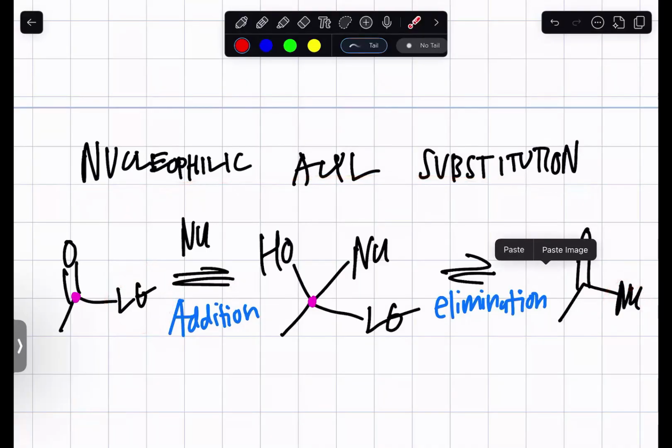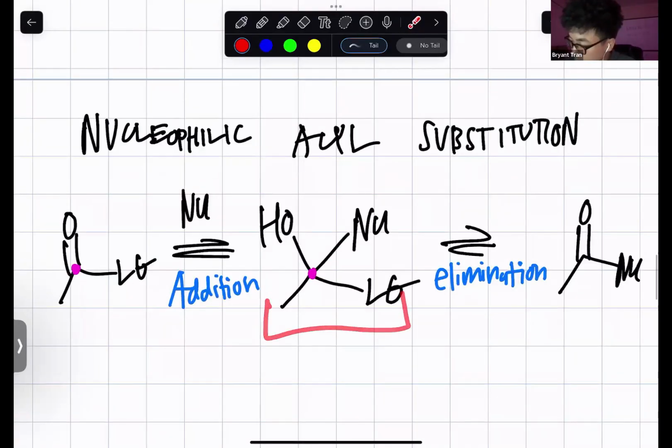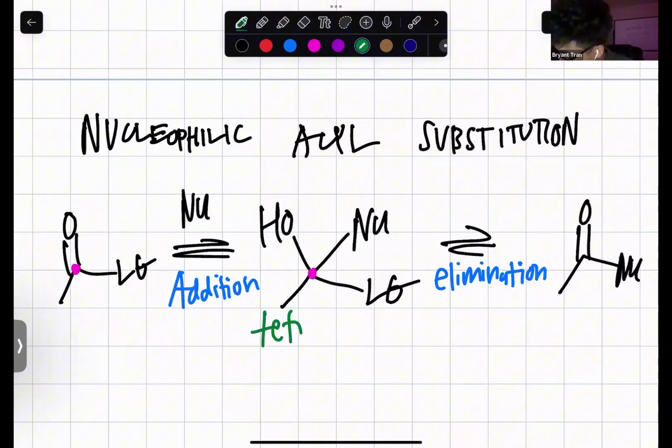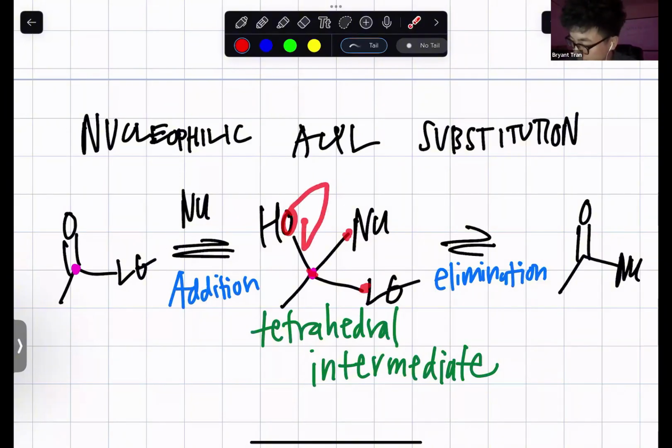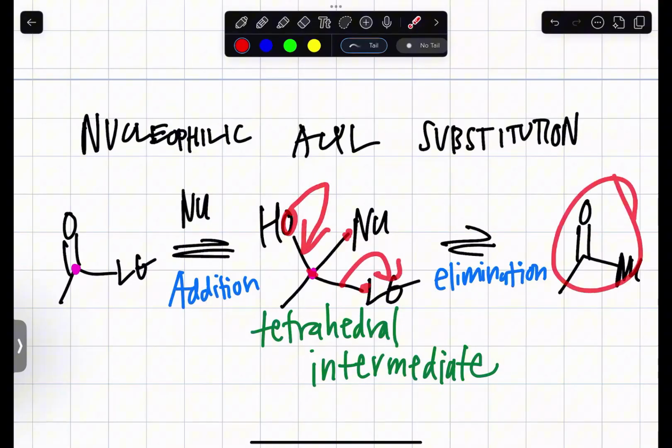Right. This right here in the middle is called the tetrahedral intermediate. Think of it as this carbon being bonded to a lot of electronegative atoms. It's bonded to this oxygen, whatever this nucleophile is, most likely an electronegative atom, and whatever this leaving group is, which is most likely an electronegative atom. It's very, very unstable. It's going to collapse, and it collapses by forming the carbonyl and kicking out a leaving group, like that.